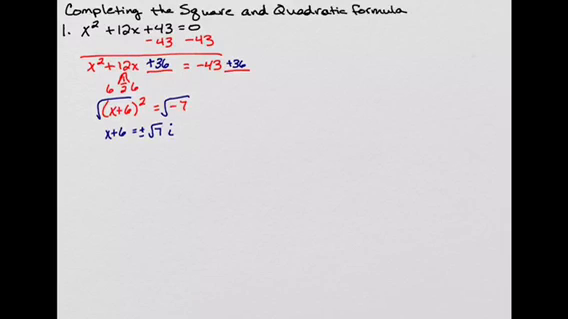And then to finish getting the x by itself, I just have to subtract 6. Now 6 is not a like term with all of that, so I can just write it as negative 6 plus or minus the square root of 7i.